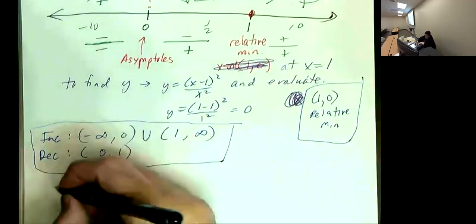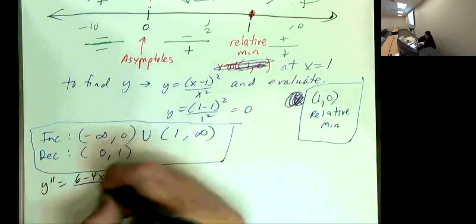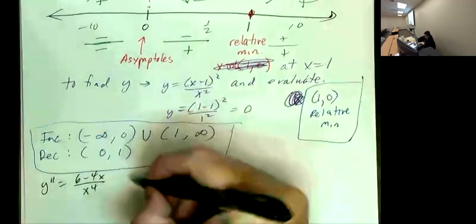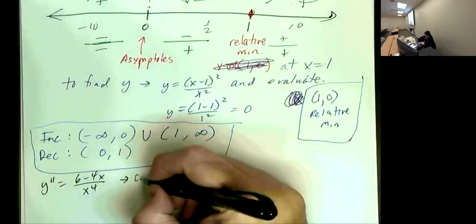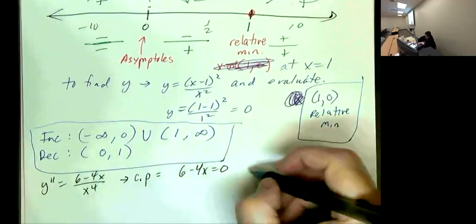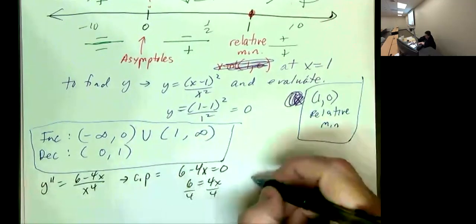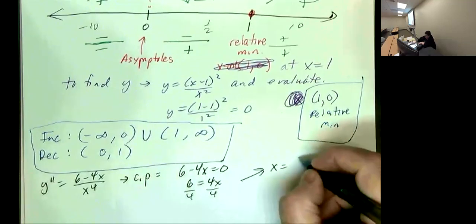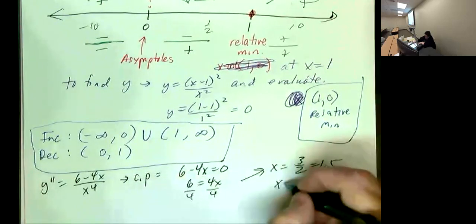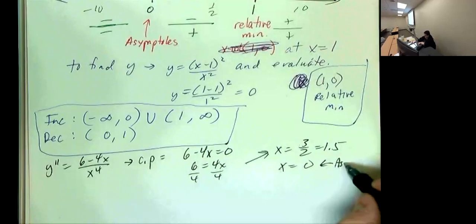y double prime was (6 minus 4x) over x to the 4th. Let's see, where are our critical points? The top, set that equal to 0. I got 6 equals 4x, divide by 4. x equals 6 over 4, which is 3 halves or 1.5. The bottom gives us x equals 0, which we know is an asymptote, so that ain't gonna be it.